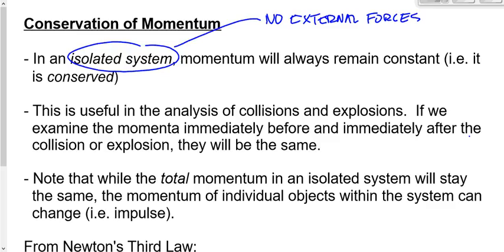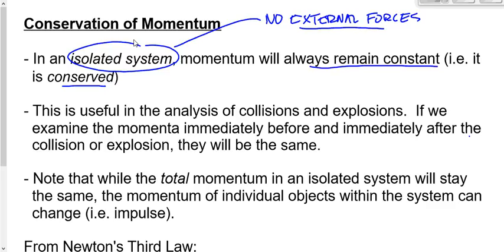If we have an isolated system, a system in which there are no external forces, then the total momentum, that is of all of the objects combined, will always remain constant. In other words, momentum will be conserved. That doesn't mean that the momentum of each individual object will stay the same, but the momentum of the system will stay the same. Now, when are we going to use this to solve a problem?